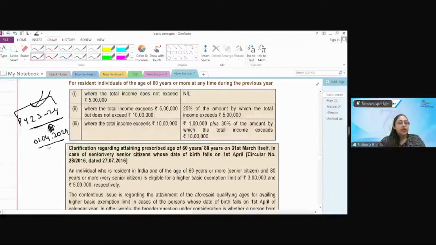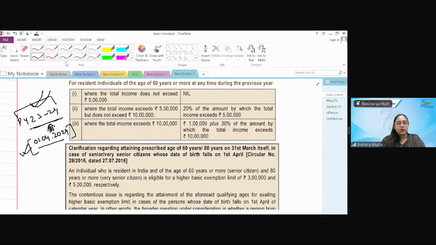So anyone like my mother, she turned 59 this year, for example, but she would be called a senior citizen for this year itself. Why? Because her birthday is on 1st April, and on 1st April 2025 she would be a 60-year-old, but for the previous year 24-25, she would be considered 60. Noted? Keep this in mind. It can happen that at a very rare point you can be tested on this.